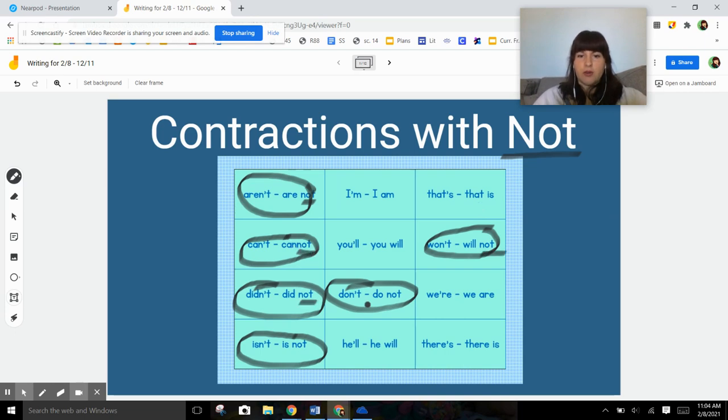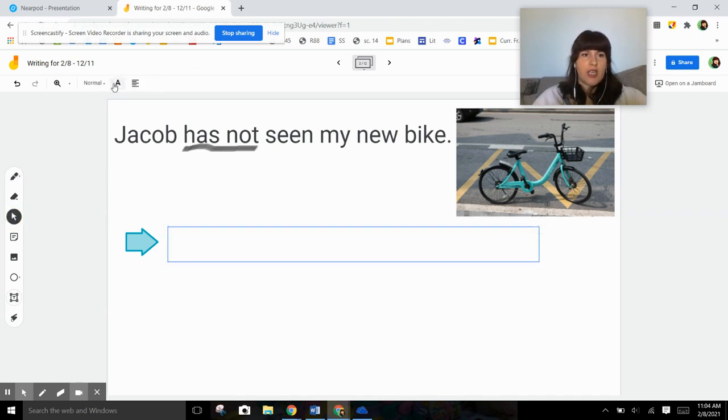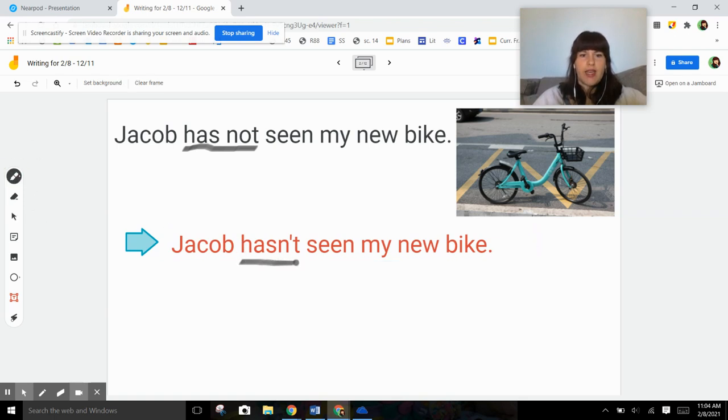And normally with most of these, we take away the O and replace it with an apostrophe. But we learned there are some that it's not that easy. So when we're working with a contraction and changing it in a sentence, this is normally what happens. We go from saying Jacob has not seen my new bike to saying Jacob hasn't seen my new bike. Hasn't seen my new bike. So you just see how they change.